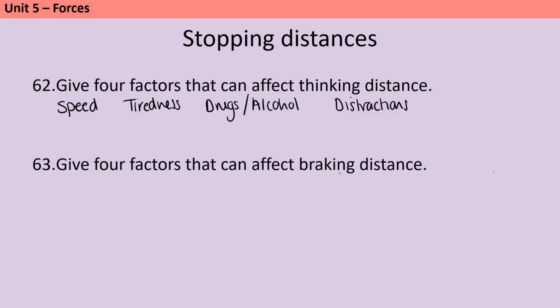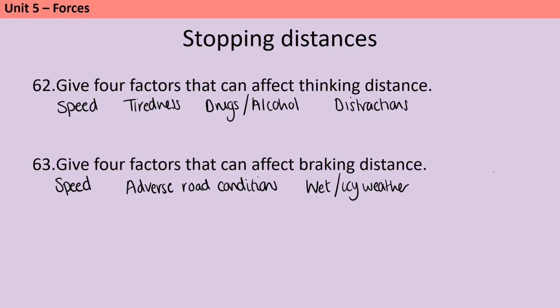Braking distance again can be affected by speed, both because if the vehicle is moving faster, then it will cover more distance in the same amount of time, but also because it will require a greater distance for the vehicle to go from 70 miles an hour to 0 compared to, say, 30 miles an hour to 0. And then the braking distance can also be affected by adverse road conditions, in other words, the road surface, wet or icy weather, and here it's really important that you're specifying weather that will actually make it hard to brake. Don't just say weather because you may not get the credit for it, and also poor tyre or brake condition.